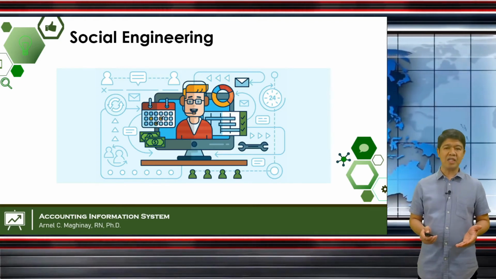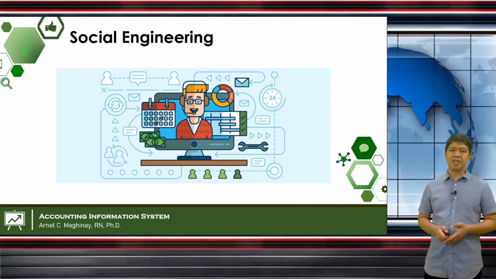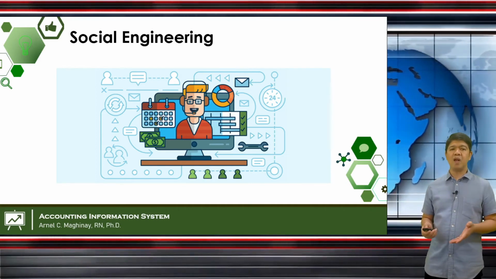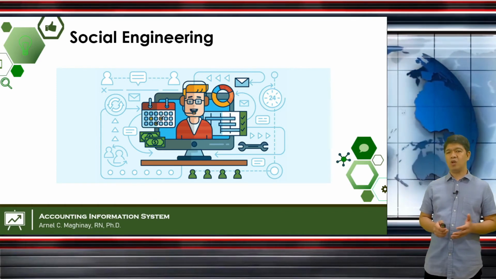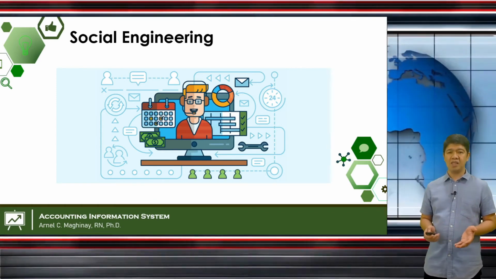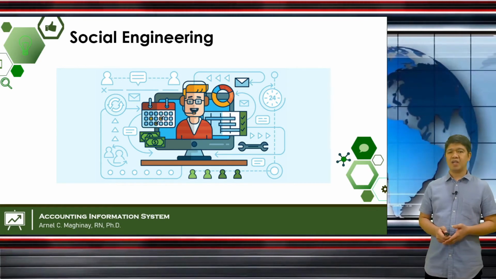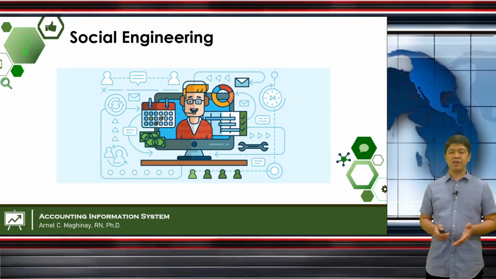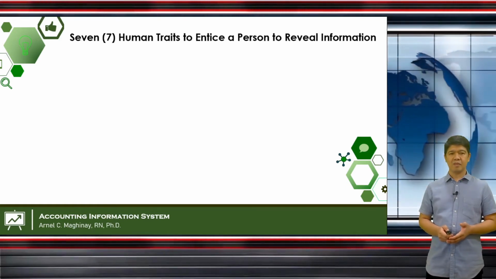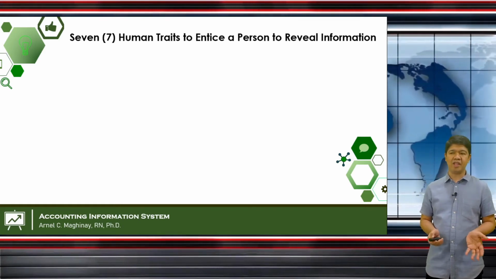Let's talk about social engineering. It is a technique or psychological tricks used to get people to comply with the perpetrator's wishes in order to gain physical or logical access to a building, computer server, or network. It is usually to get the information needed to obtain confidential data. So there are 7 human traits used to entice a person to reveal information.